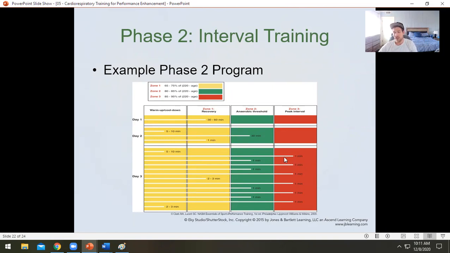So 1 minute here, 1 minute here, 1 minute here. That's another 1-to-1 work to rest ratio. This is brutal, by the way. You can do that for maybe 5 to 6 minutes. So 86 to 95% of your heart rate max, 1 minute, 1 minute, 1 minute, 1 minute, 1 minute, then recover for 2 to 3 minutes and repeat. So that's a total of 13 minutes and then recover again. Probably repeat that for about 30 minutes.